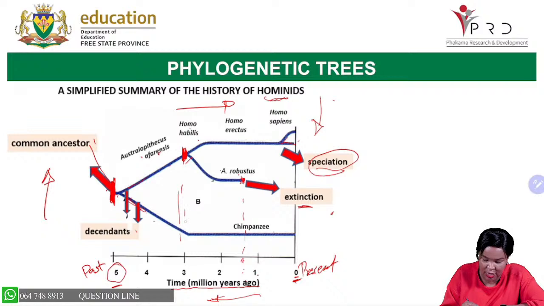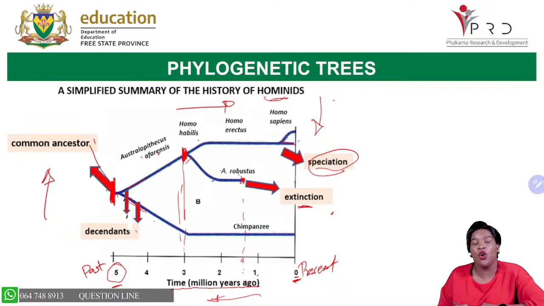Then you'll be able to use this information there on your phylogenetic tree. So I hope you are able to read the phylogenetic tree no matter how it appears. Then another thing that you're expected to know is the similarities between Homo sapiens and other primates.